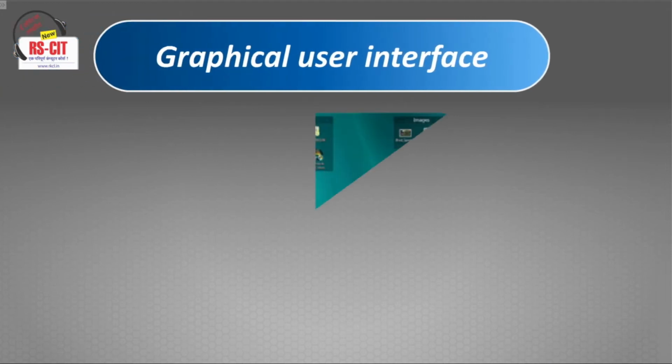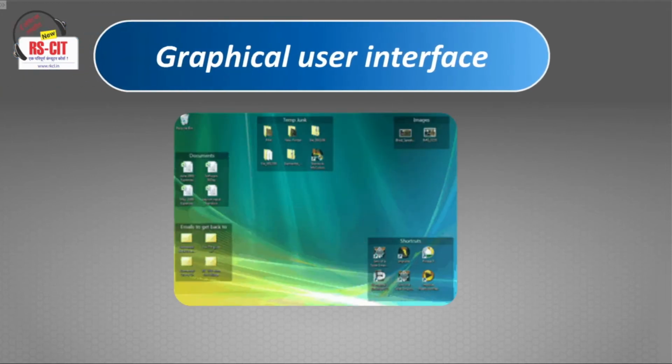Graphical User Interface (GUI) and Command Line Interface (CLI). Graphical User Interface is an interface that allows users of an electronic device to interact with it using graphical icons and visual indicators, as opposed to text-based or command-based navigation in the case of command line interface. Examples of GUI include modern versions of Windows, Linux and Mac, etc.